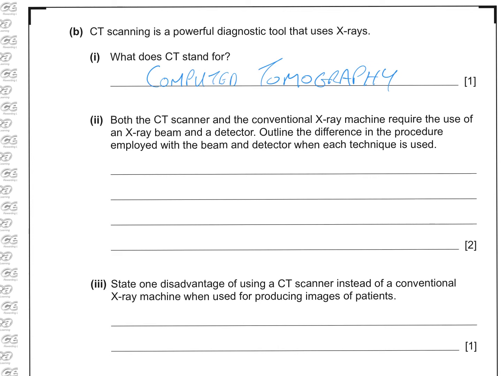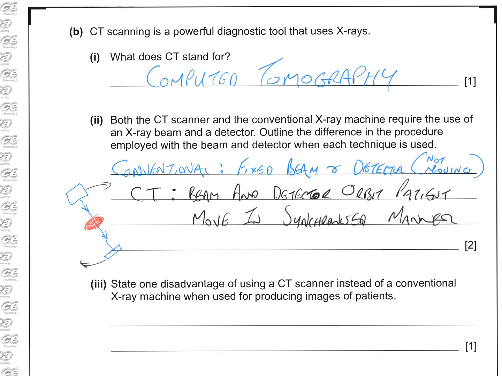Now, part 2, both CT scanner and the conventional X-ray machine require the use of an X-ray beam and a detector. Outline the difference in the procedure employed with the beam and detector when each technique is used. So with conventional X-ray, you've got a fixed beam and a fixed detector. Neither of them are moving, so it's a straightforward shadow photograph. With the CT, both of them are in motion around the patient. So because you've got them doing that, then it's a different kind of process.